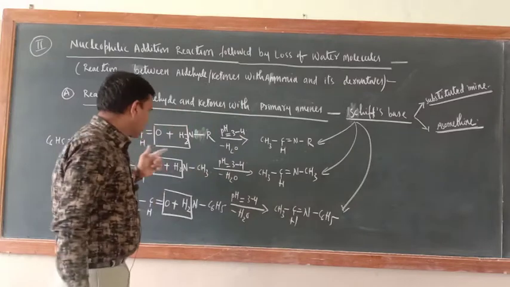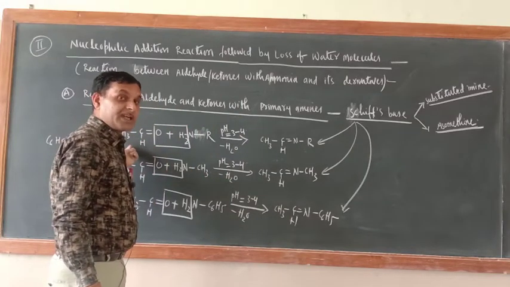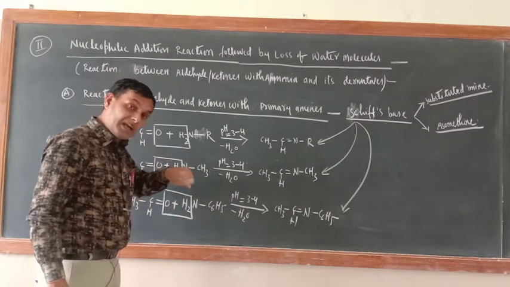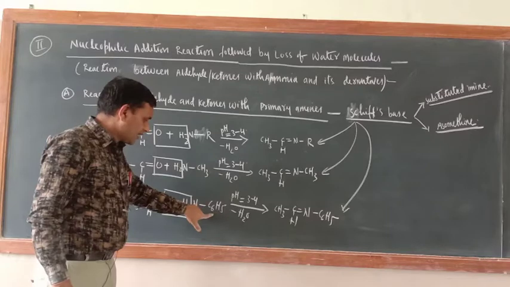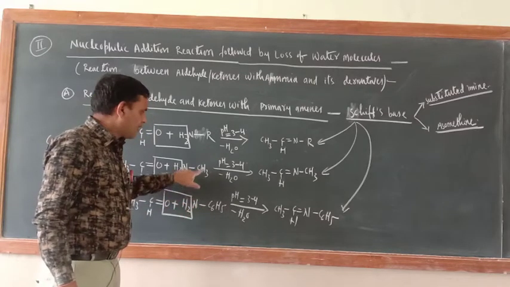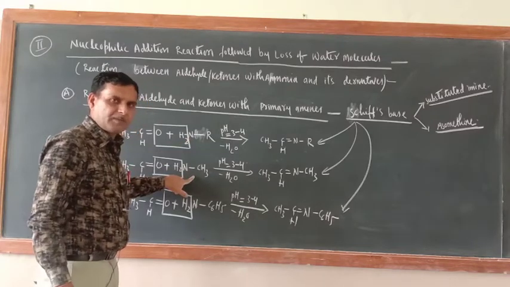Schiff bases are those compounds formed when aldehydes and ketones react with primary aliphatic and aromatic amines. This is an aromatic amine, aniline, C6H5NH2. But these two are NH2, primary amines, aliphatic primary amines.